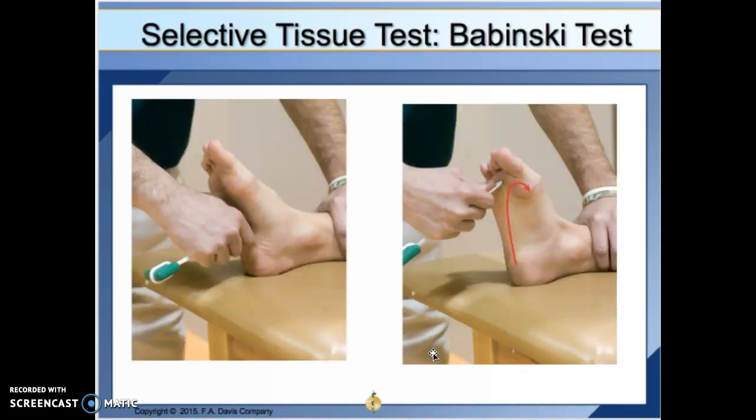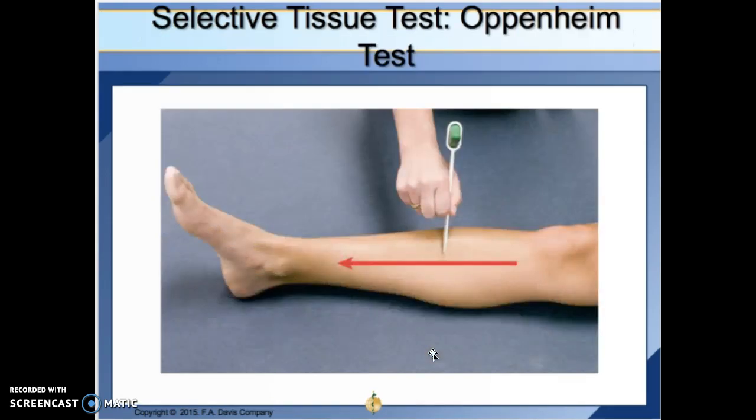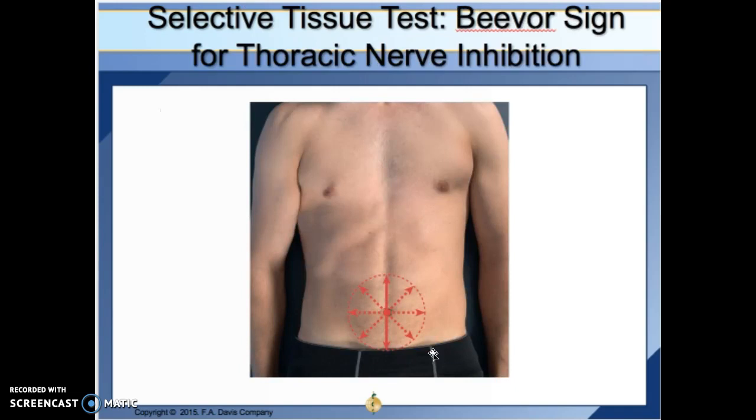Okay. The Babinski and the Oppenheim's test could be appropriate for detecting an upper motor neuron lesion, which can happen in the cervical spine. Those would be appropriate tests if your patient is having some sort of diffuse and difficult to nail down neurological symptoms. Okay. Beevor sign for thoracic nerve inhibition is where the umbilicus is going to deviate, and that would be because a thoracic nerve is inhibited. So you want to have the patient do a curl up and observe the umbilicus.